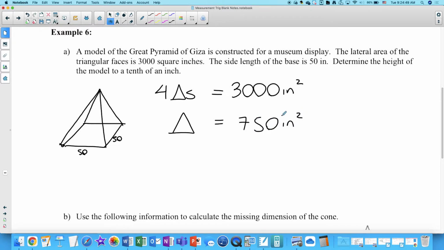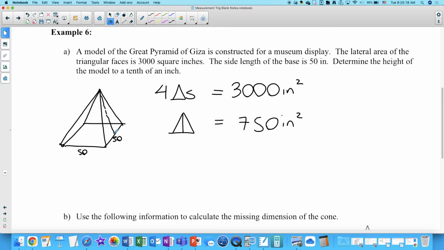Now this is where we have to be careful though, because in the pyramid, the height of the triangle represents what? There's the height of the triangle. What does that represent in the pyramid? No, it's the slant height. So this is actually the slant height.